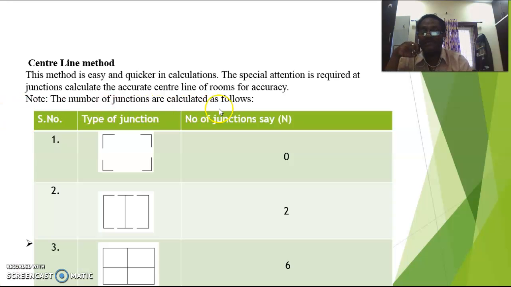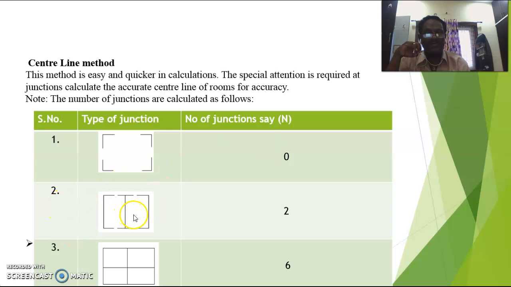The number of junctions are calculated as follows. These are the corners. If you take a one-roomed building, these are called corners. This is the L. It is 0. There are no junctions at all in this room.